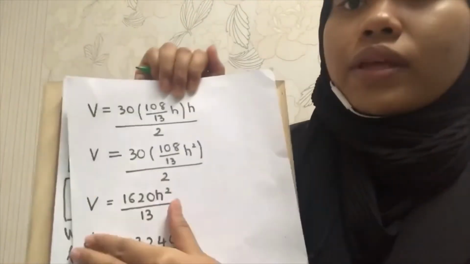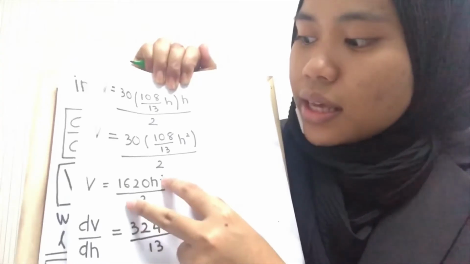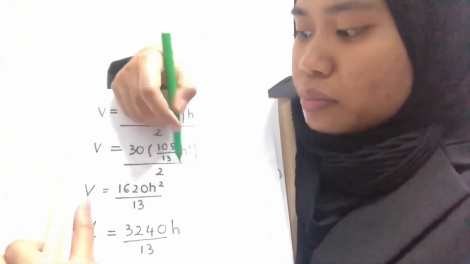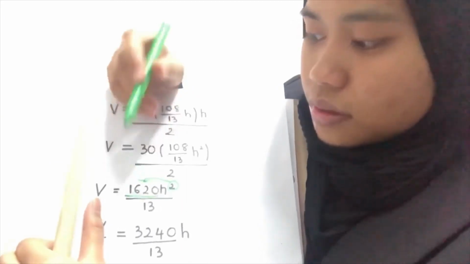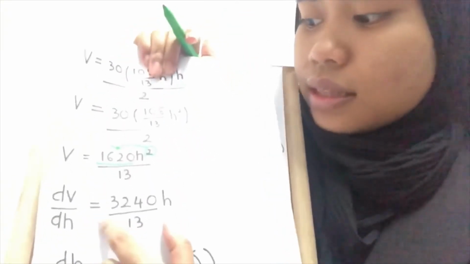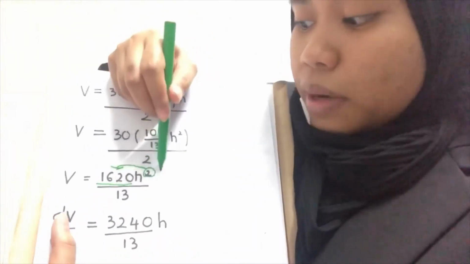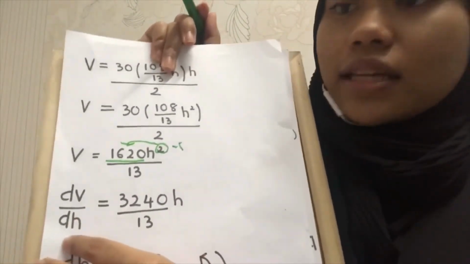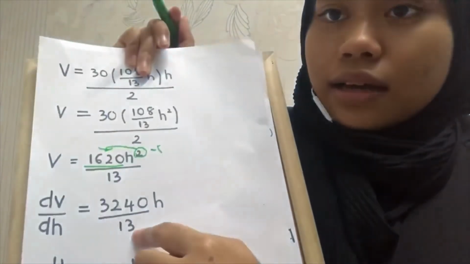Okay, so what we need to get dV over dH is, we multiply the square, the exponent, in front of the number. So what we get is 3240. What happened to the exponent is we subtract 1. So 2 minus 1 is equal to 1. So dV/dH is equal to 3240 H divided by 13.